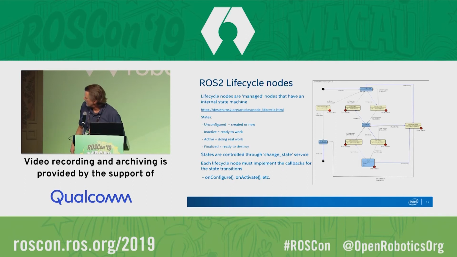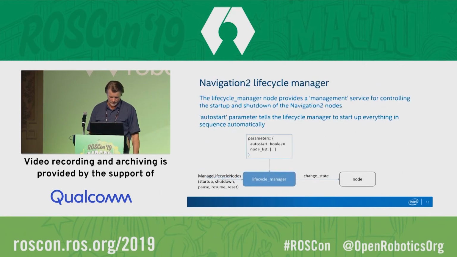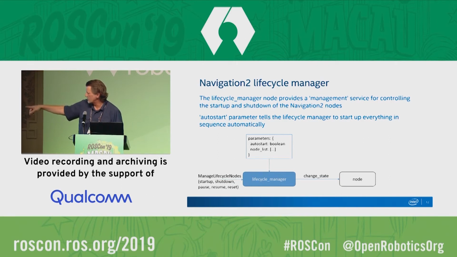If you want to know more about lifecycle nodes, this is taken directly from the ROS2 design documentation. You can go look that up. In order to control this, we created a lifecycle manager node. And so with that, we can feed it a list of nodes that we want it to control. And it has its own service interface, manage lifecycle nodes, where you can basically tell it to start up the whole system, shut down the whole system, pause the whole system, resume, et cetera. And then it will do that for all the nodes in the node list.